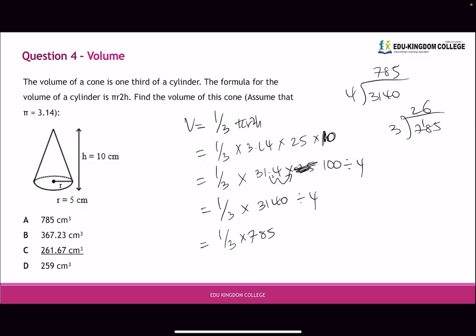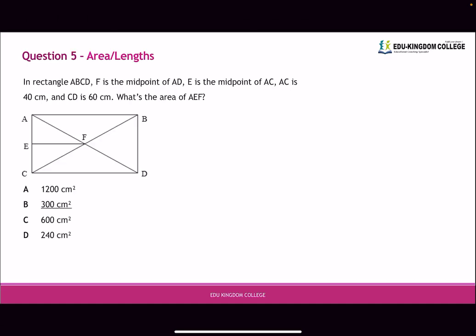Just from that, you know it's C already. But if you want to finish it off, 1 point something something something, so that gives you extra clarity. So 261 point something leaves you with only part C. That's how you save time again. Don't finish it off if you don't have to.